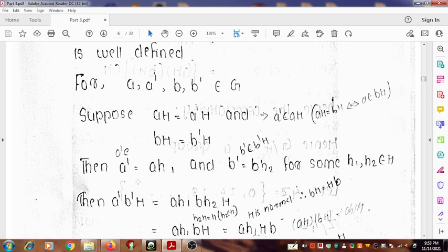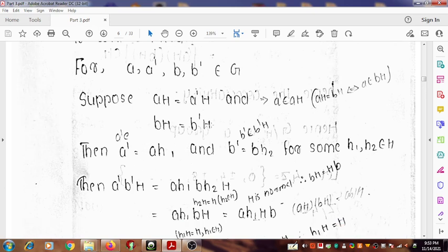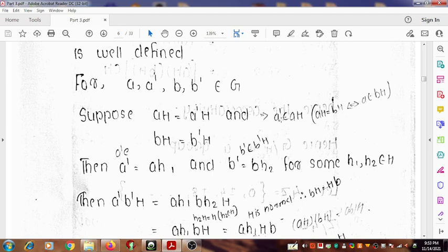So now, due to this stated reason, A prime is an element of H. Due to this reason, you can find an element H1 from the set H such that A prime is equal to AH1. Therefore, you can write that A prime equals A into H1, and this H1 is an element of the normal subgroup H.